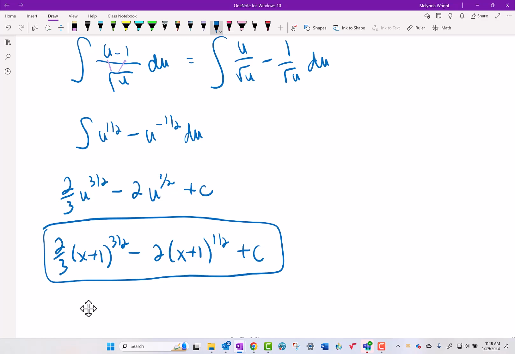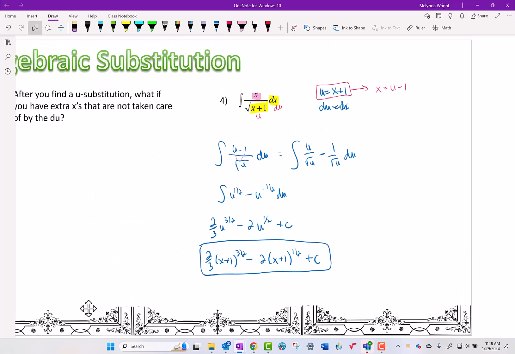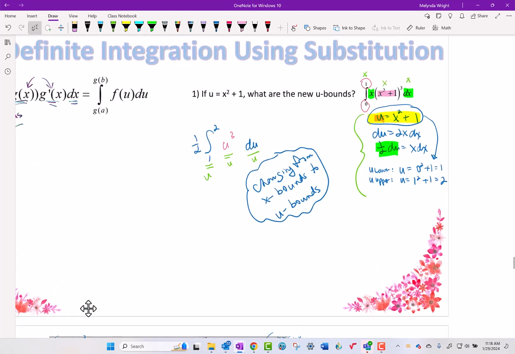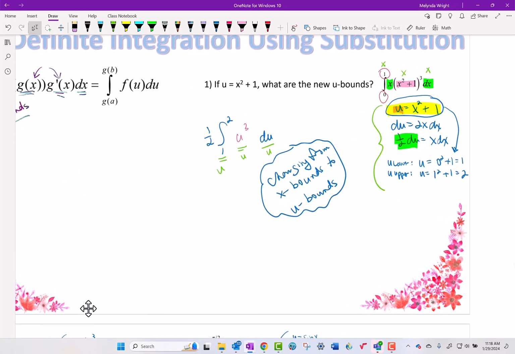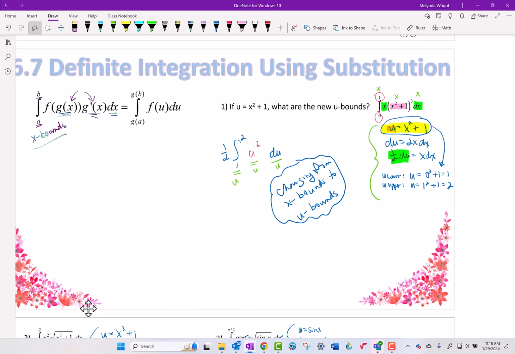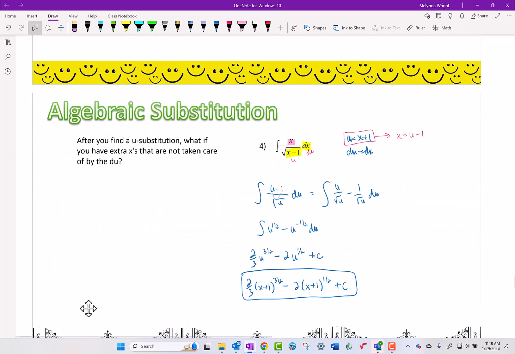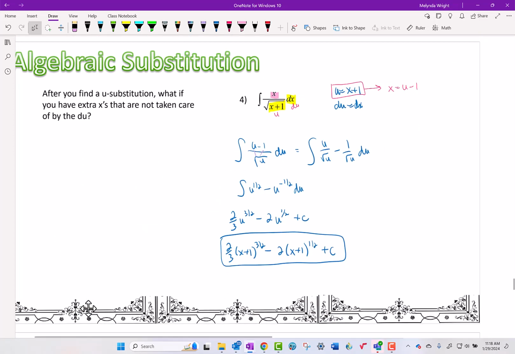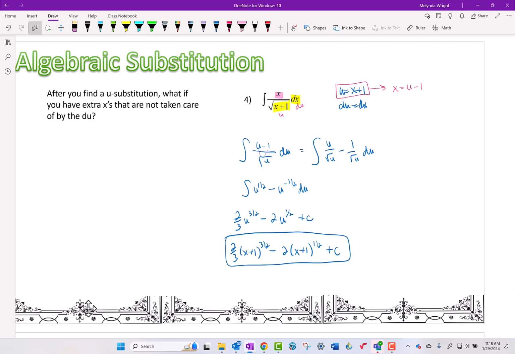So just to recap, the important topics that we're talking about here: for u substitution with a definite integral, the important thing we talked about is making sure to change the bounds. Okay? If we have an extra x left over, we talked about something called algebraic substitution, and we need to make sure to take care and turn everything to u's.